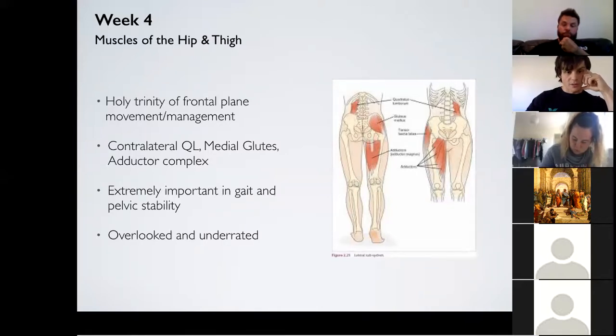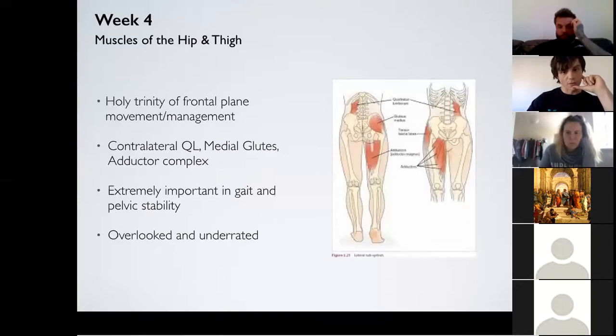But we're talking about the holy trinity of frontal plane movement. I think that, in my understanding, I don't know everybody's educational backgrounds, but this is the thing that I wish I'd known more about when I was training people: that we look at sagittal plane and then we look at frontal plane, which is what we're looking at here, and we don't really understand how they integrate to create sagittal plane movement or transverse plane movement. So what I'm basically saying is, this holy trinity of frontal plane is: we have a contralateral QL, we have a medial glute, and then we have the adductor complex. And the synergistic contractions of these three muscle groups really help us stabilize the hips from a frontal plane perspective.